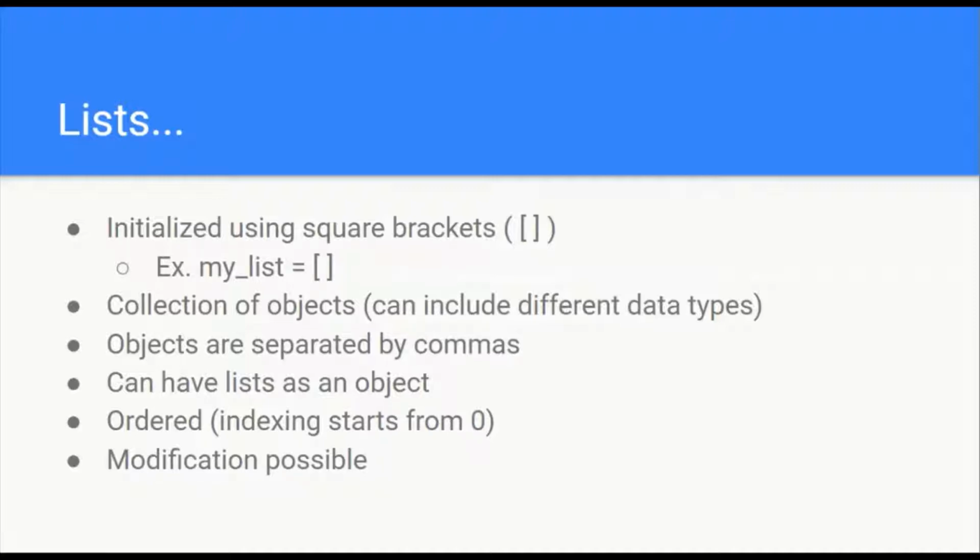One important thing to remember is that lists are ordered, and that means that we can access specific elements in a list by using the object's index number. Indexing starts from 0. That means the first position is actually the 0th index, the second position is the first index, the third position is the second index, and so on. Another important thing is that modifications are possible in lists. That means we can add, remove, or change elements of a list. There are various other things that we can do, and we're going to see them.